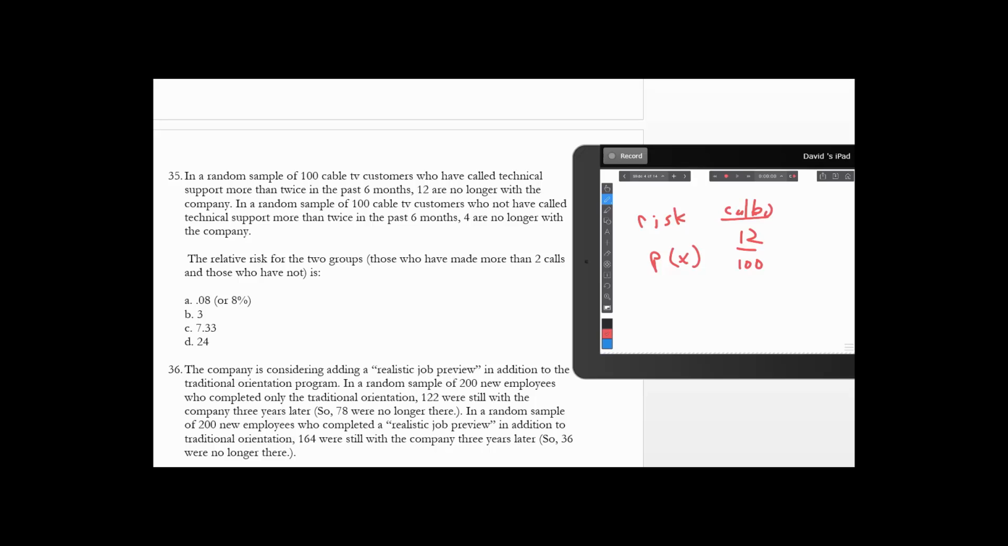And then there are those who have not called. So of those who haven't called technical support more than twice in the past 6 months, 4 out of 100 are not there. So that's 0.12, and that's 0.04. And so if we're looking for the relative risk, that's just the 0.12 divided by 0.04, which is 3. And so that'll be option B.